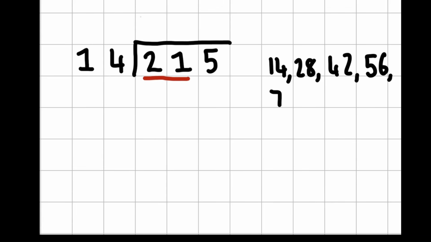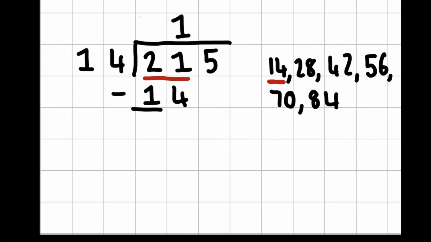I'm going to write out my multiples of 14 as before to make this easier for me. 14, 28, 42, 56, 70, 84. I can see that 14 tens would fit into 21 tens, and therefore I will put a 10 in the answer above. Now I need to do 215 minus 140.